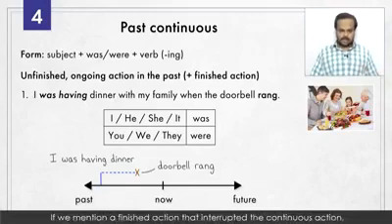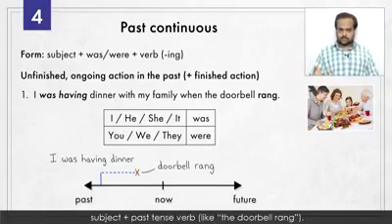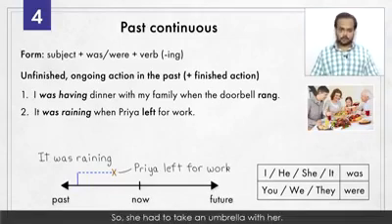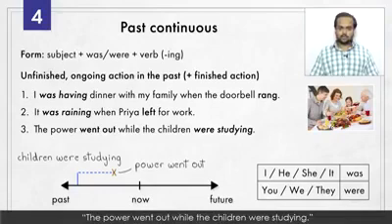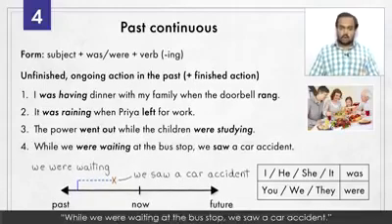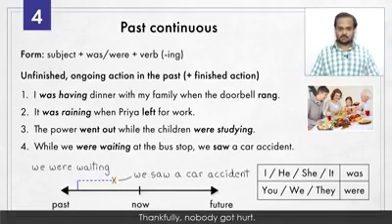If we mention a finished action that interrupted the continuous action, it is in the past simple form. Subject plus past tense verb, like the doorbell rang. Here are a few more sentences. It was raining when Priya left for work, so she had to take an umbrella with her. The power went out while the children were studying. Here we mention the continuous action second, the children were studying, and the single finished action first, the power went out. While we were waiting at the bus stop, we saw a car accident. Thankfully, nobody got hurt. Okay, that's it for the past continuous tense.